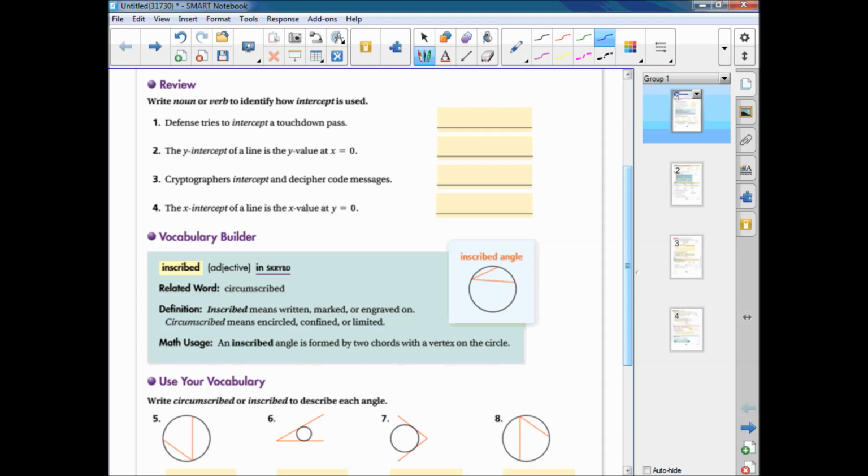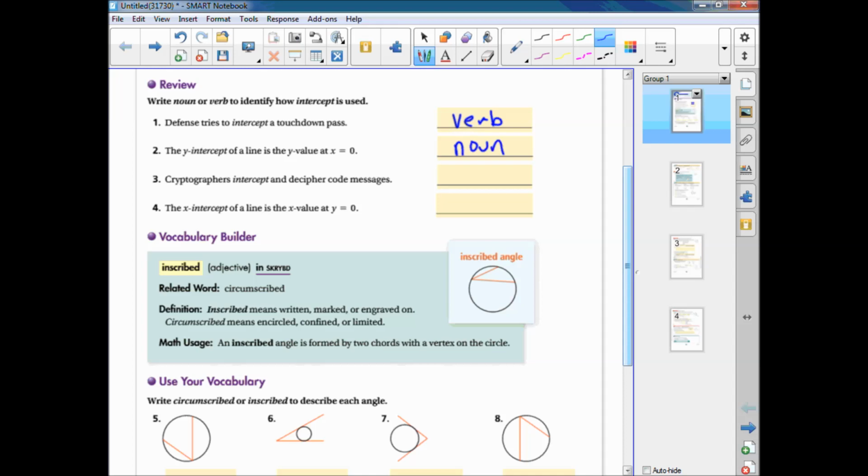So the defense tries to intercept a touchdown pass. Intercept in this case is the action of them taking the ball in the air, so that would be verb. The y-intercept of a line is the y value at x equals 0. So the y-intercept is a noun. That's the subject of our sentence.